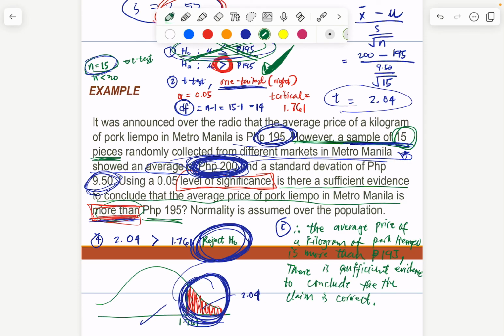Or pwede ra jud nga kopyaon nimo dining naa diri nga part sa last part. So mingon din ka nga therefore there is sufficient evidence to conclude kay correct man ang imuhang claim. So kopyaa ra dayon ni. Kawas kung dili siya correct, so you have to change something para mobagay sa unsa ang hypothesis nga imong gi-accept. So, kay correct man ang iyahang claim, so pwede ra nimo siya kopyaon din ha. So, pwede na dahil ka mo state ani as your conclusion, the average price of a kilogram of pork liempo is more than 195 pesos. So, there is sufficient evidence to conclude that the claim is correct.